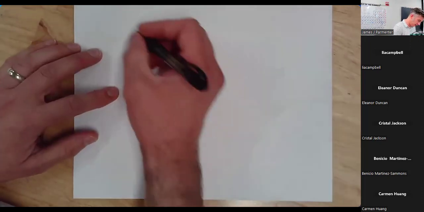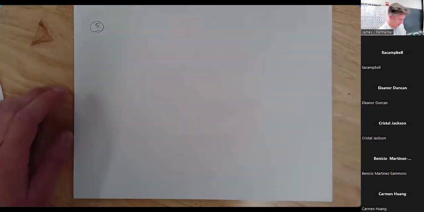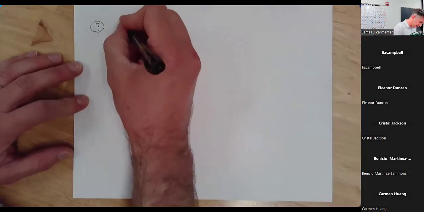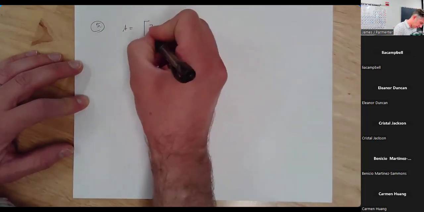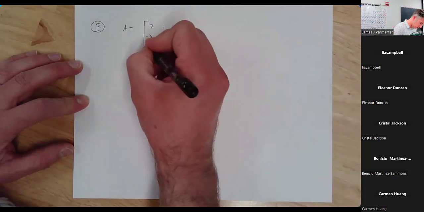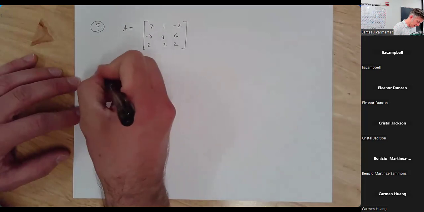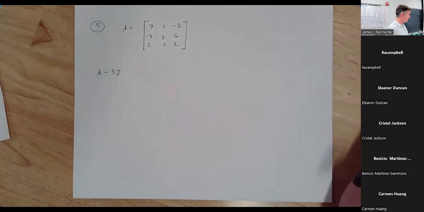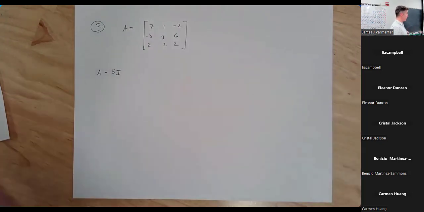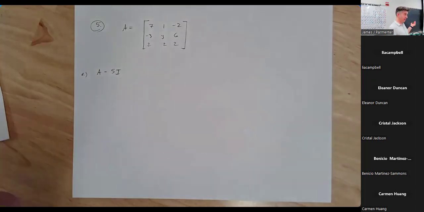So question 5, we're starting off with this matrix. And certainly if you have questions about the practice exam, you're welcome to write them in there. So here's the matrix A. We're given 7, 1, -2, -3, 3, 6, 2, 2, 2. And we're first asked to find A minus 5 times I. If you see I, that means it's the identity matrix, and it's always of whatever size you need it to be. It has to be square, right? Can't be 2 by 3 or 7 by 2. But in this case, it has to be 3 by 3.